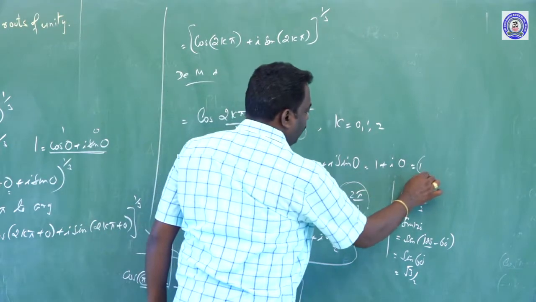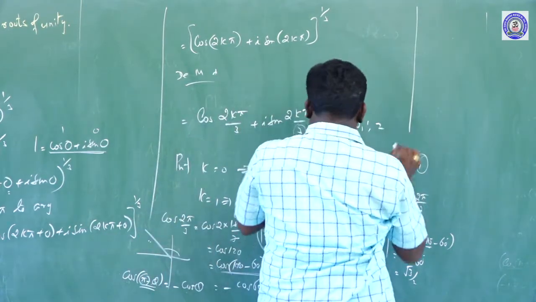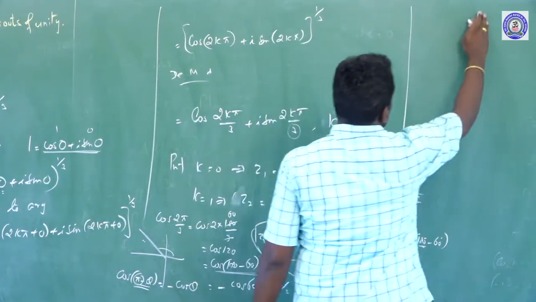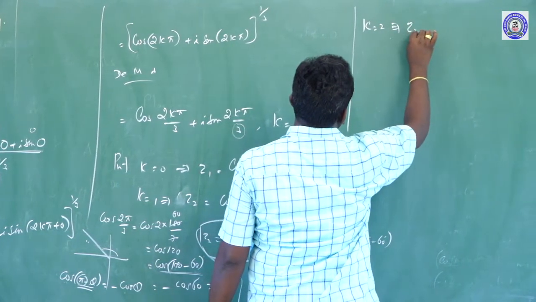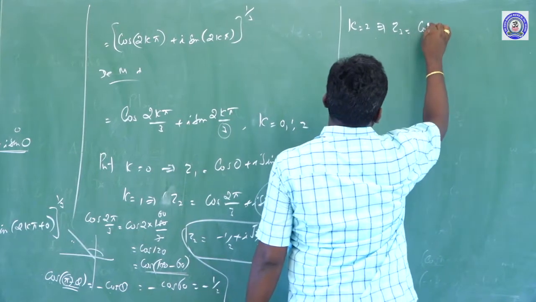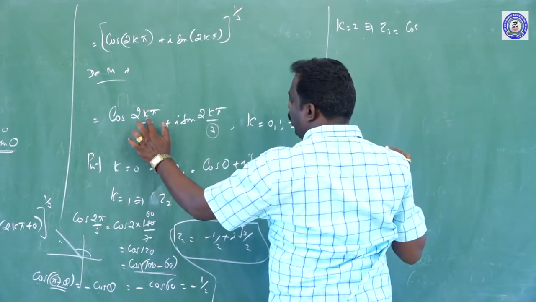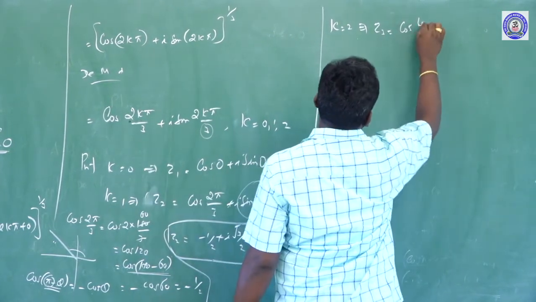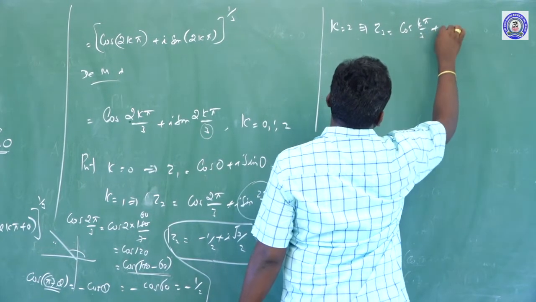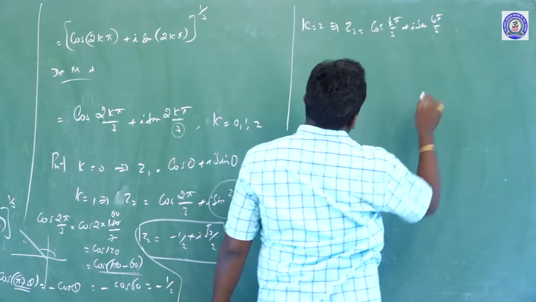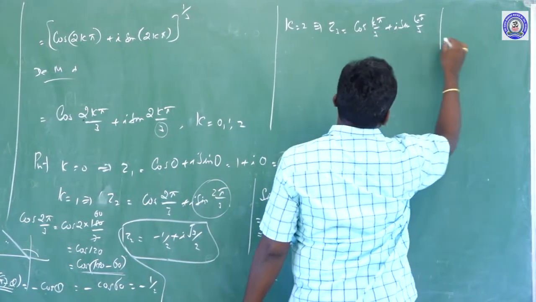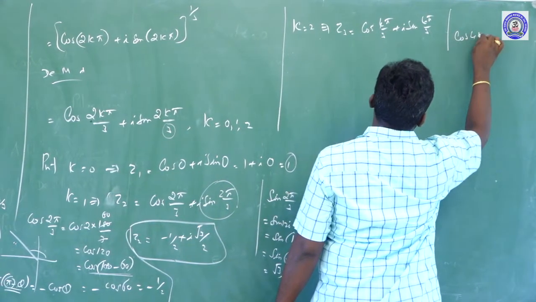Z1 is equal to 1. Then put k value equal to 2, which implies Z3 is equal to cos of 2 into 2, that is 4 pi by 3, plus i into sin of 4 pi by 3. Now calculating the value of the first one, cos of 4 pi by 3.